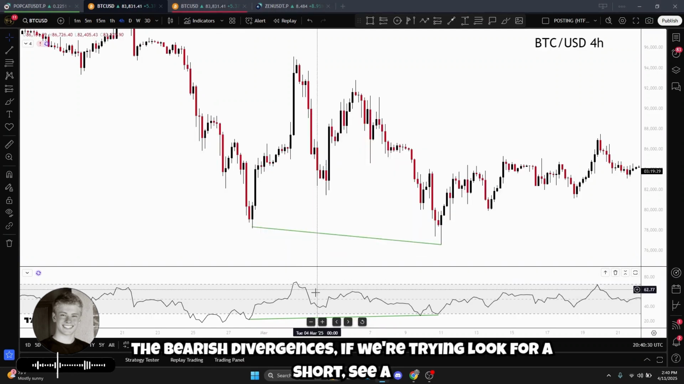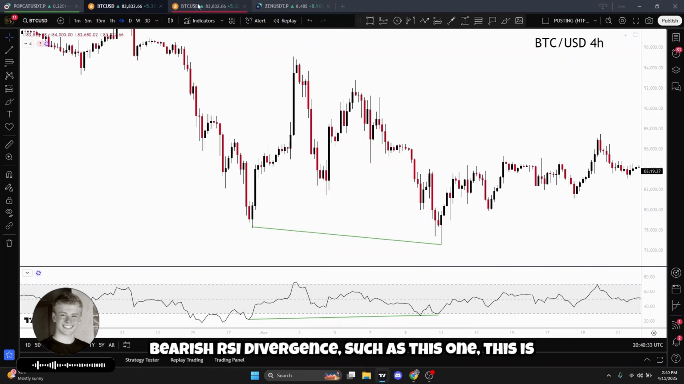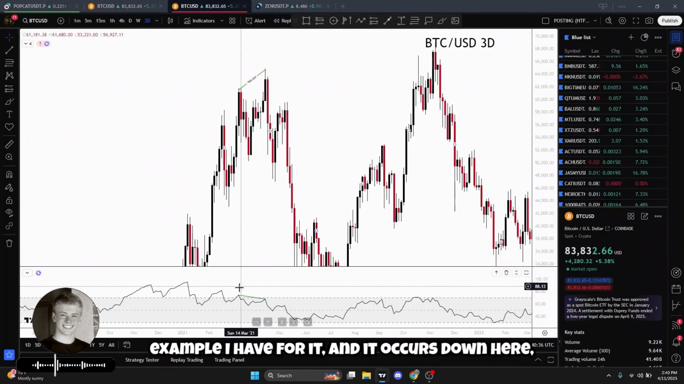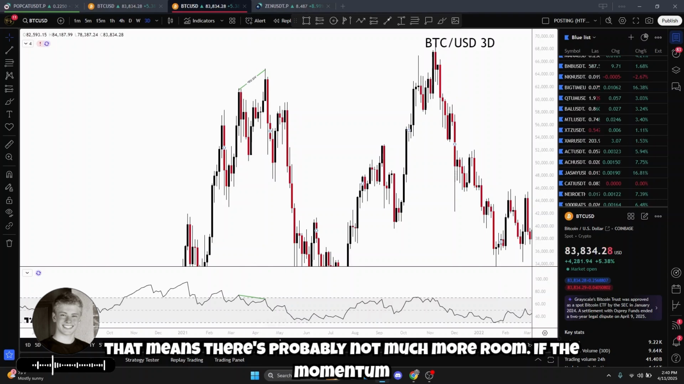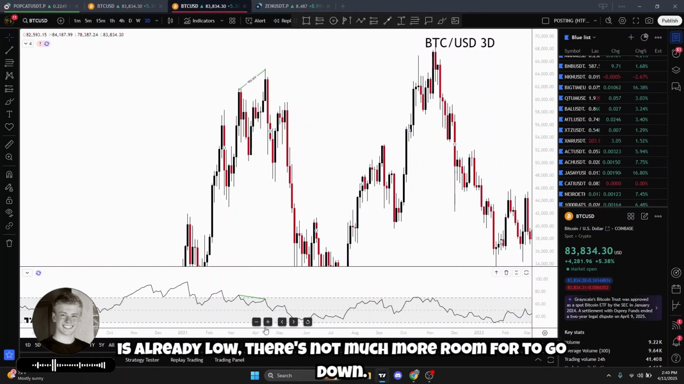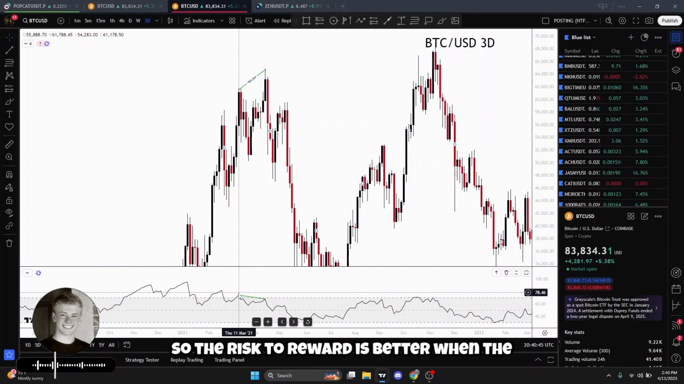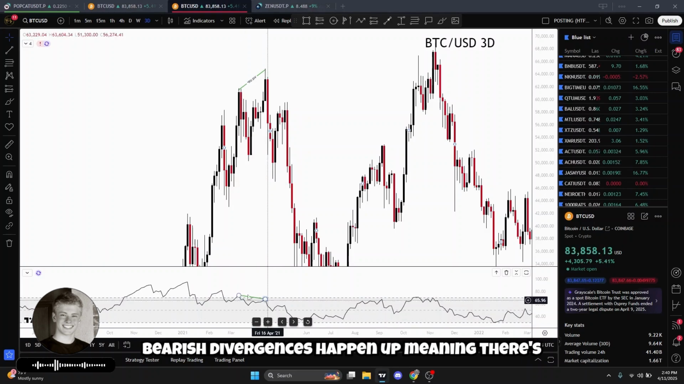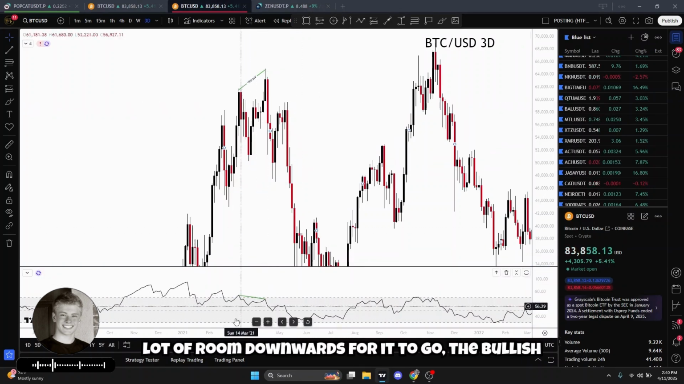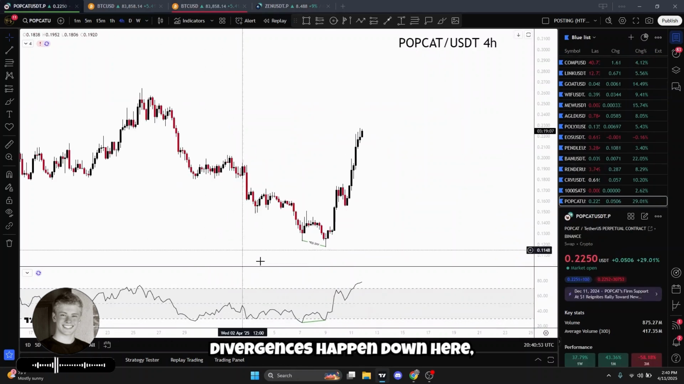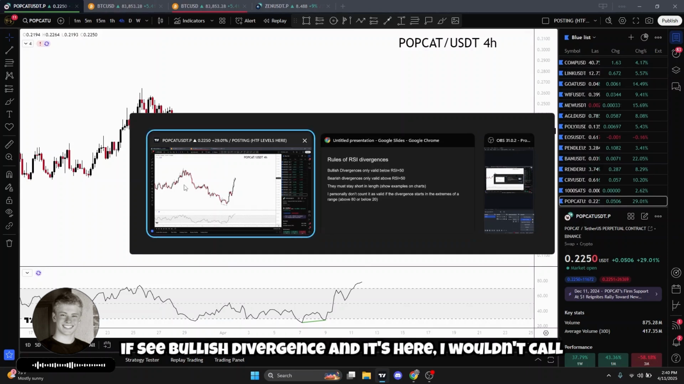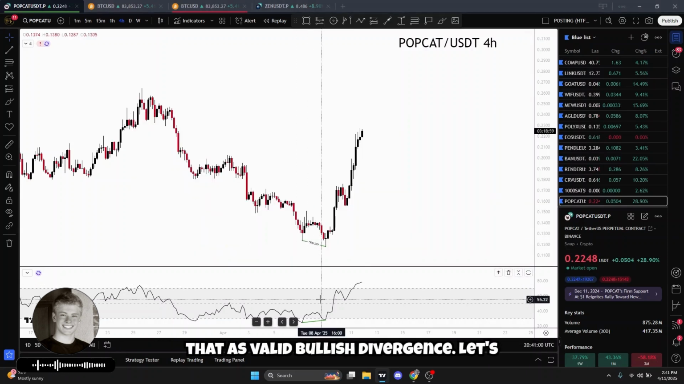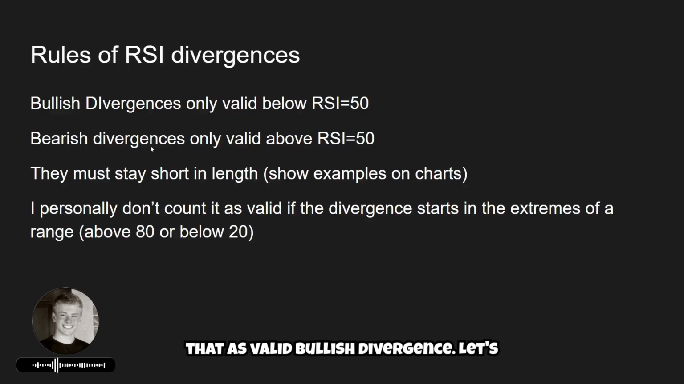if we're trying to look for a short and we see a bearish RSI divergence, such as this one, the example I have for it, and it occurs down here, that means there's probably not much more room. If the momentum is already low, there's not much more room for it to go down. So the risk to reward is better when the bearish divergences happen up here, meaning there's a lot of room downwards for it to go, and the bullish divergences happen down here, where there's a lot of room up for it to go. So if you see a bullish divergence and it's up here, I wouldn't call that a valid bullish divergence.